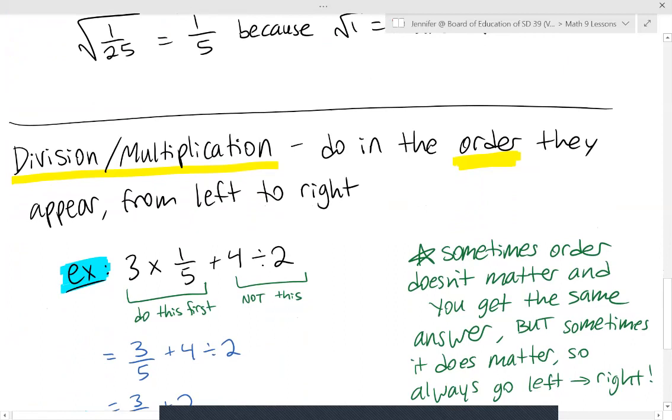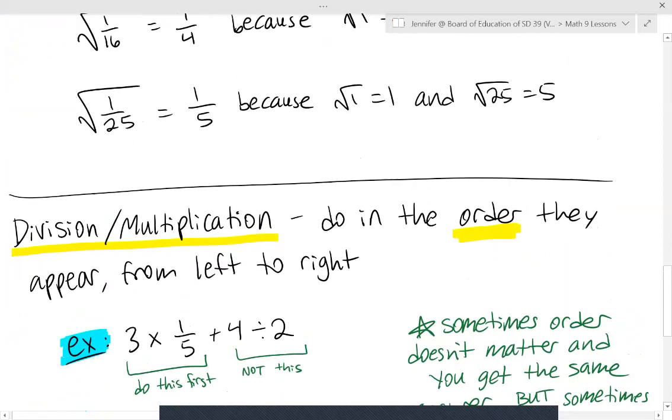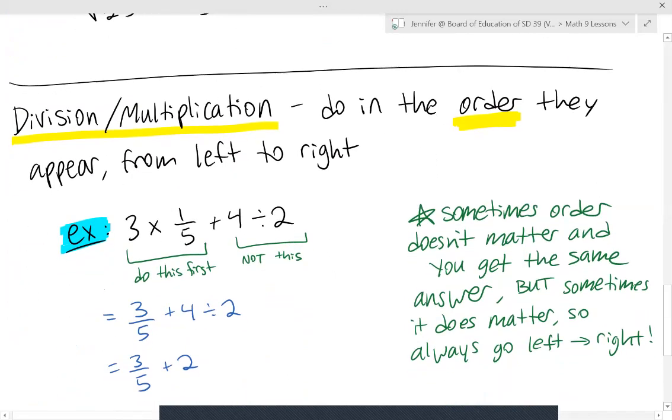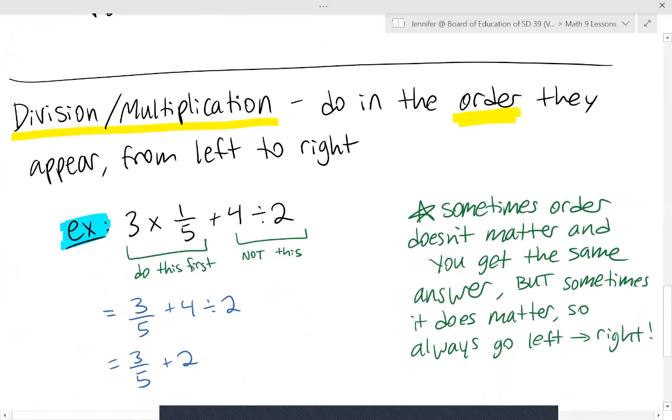You do this in the order that they appear. So you don't necessarily do all the division first and then all the multiplication first. For all division and multiplication, just do them in the order that they appear from left to right. So in this example, we've got a multiplication here and a division here. We start with the multiplication, not with the division, because the multiplication appears first.